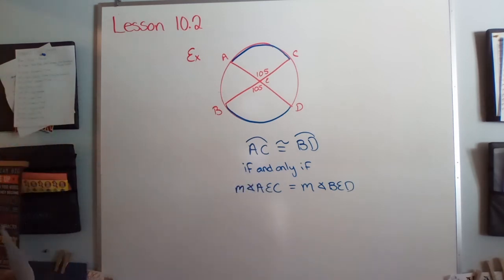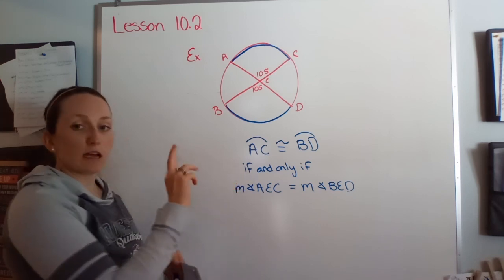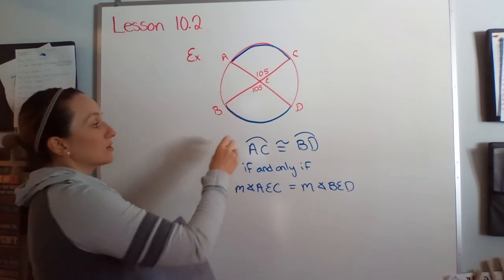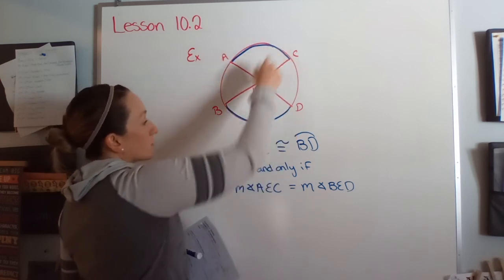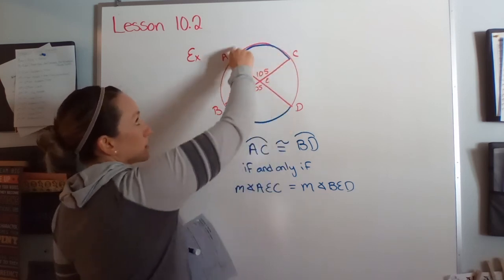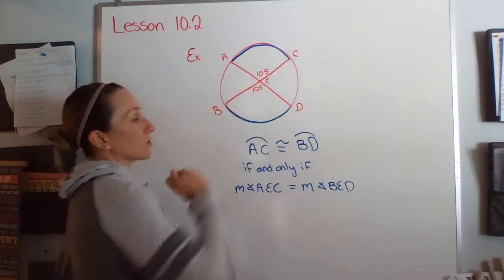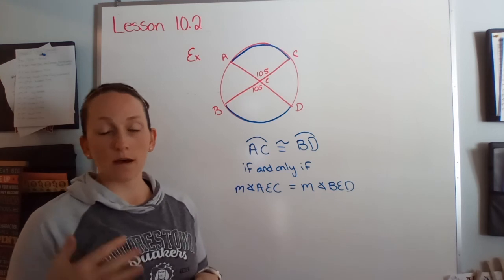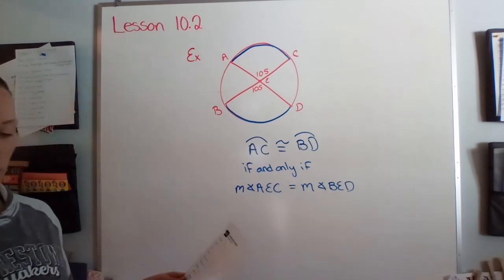Okay, so since that's an if and only if statement, a biconditional statement, that means the converse is true as well. So if you were given that this arc is congruent to this arc, or this arc measure is equal to this arc measure, that allows you to conclude that the angles are congruent, or the angle measures are equal as well. Because it's a biconditional, so the converse is true as well.